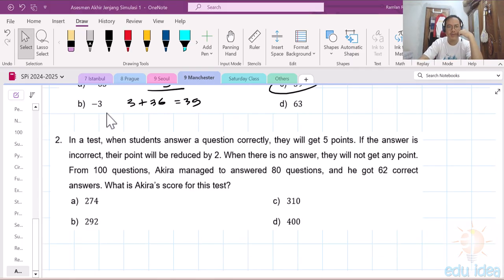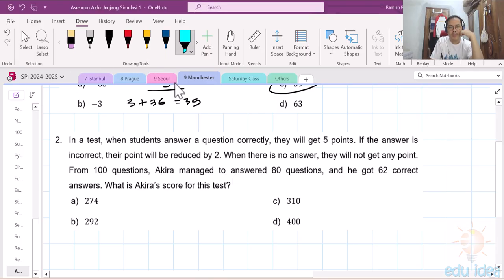Okay, question number 2. In the test, when students answer a question correctly, they will get 5 points. If the answer is incorrect, their point will be reduced by 2. Be careful with this word over here, which is being reduced. Which means that it's being deducted, so you subtract them, right? When there's no answer, they will not get any point. From 100 questions, Akira managed to answer 80 questions, and he got 62 correct answers. What is Akira's score for this test?